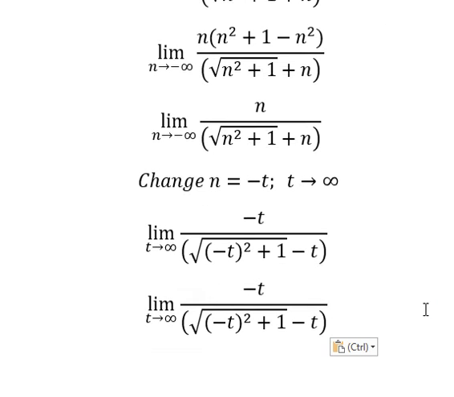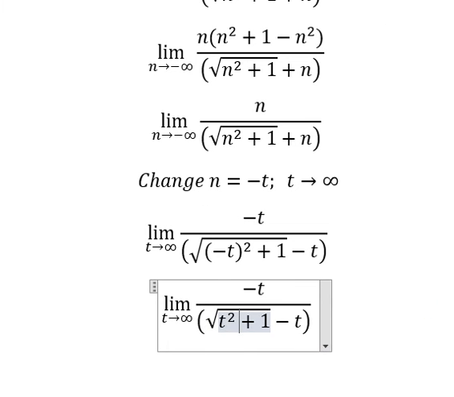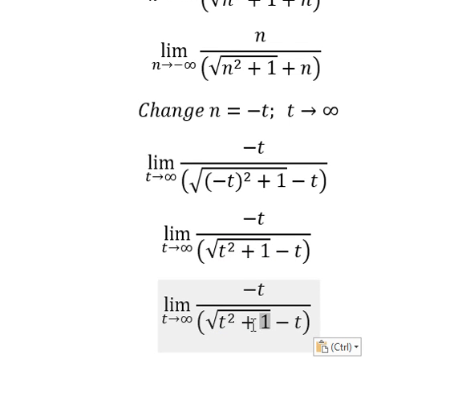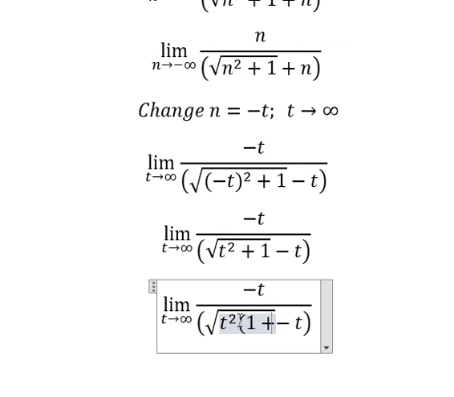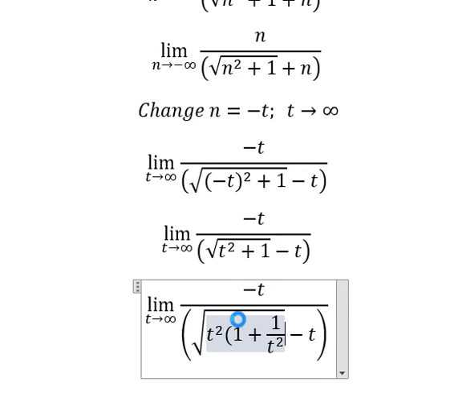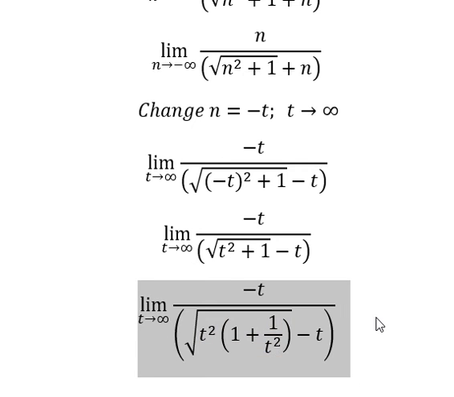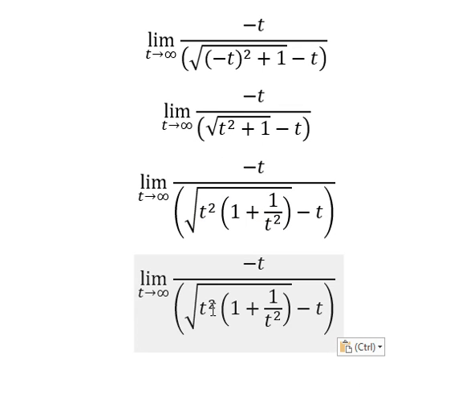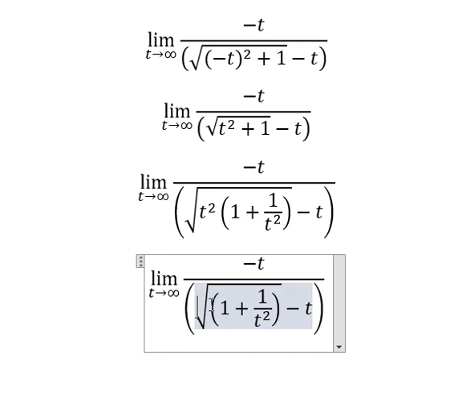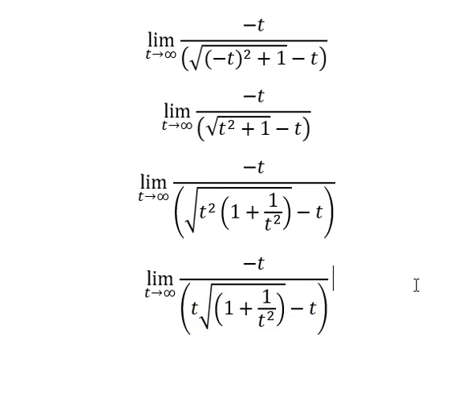So this one is about even power, so we have t to the power of 2. Later we can do factorization in here. Now the square root of t squared is t. Now we need to simplify t.